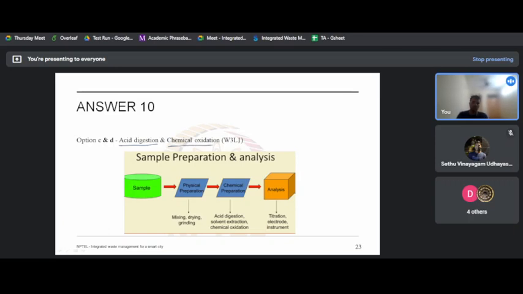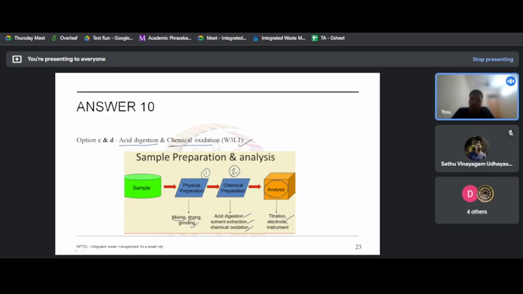Students can refer to the first lecture of third week. So in physical preparation, we'll mix the waste because waste will be quite heterogeneous. So in order to make it homogeneous, we need to mix it. We'll do some drying to remove excess moisture. We can also do grinding to make it to like a small unit size. Followed by physical preparation, we will do chemical preparation. So there we have acid digestion, solvent extraction, and chemical oxidation. Then we will have the analysis part. So that would include titration and other things.